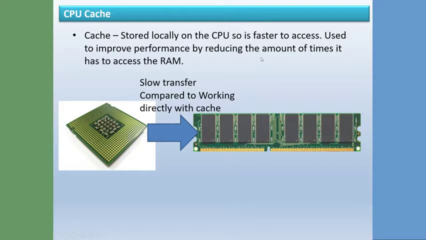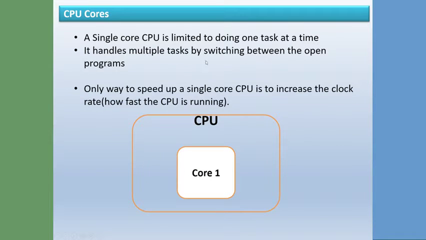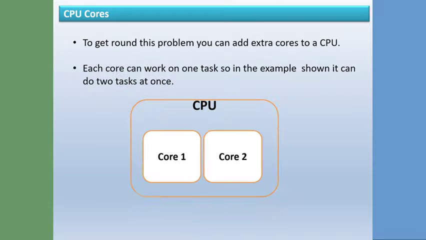I've already mentioned this, so I'll skip past this. CPU cores. A single core CPU is limited to doing one task at a time. It handles multiple tasks by switching between the open programs. The only way to speed up a single core processor is to increase the clock speed, so how many fetch execute cycles it carries out.